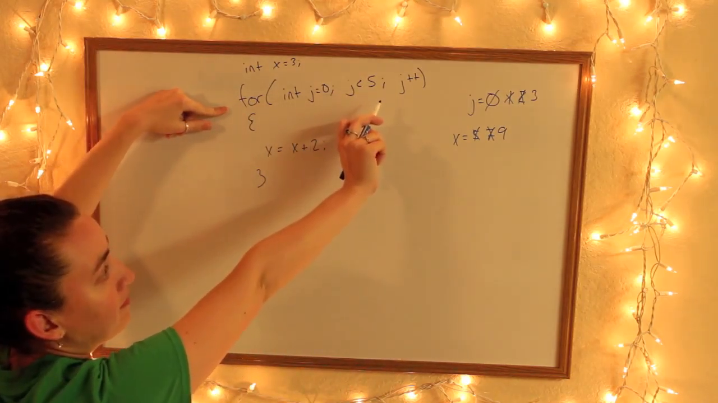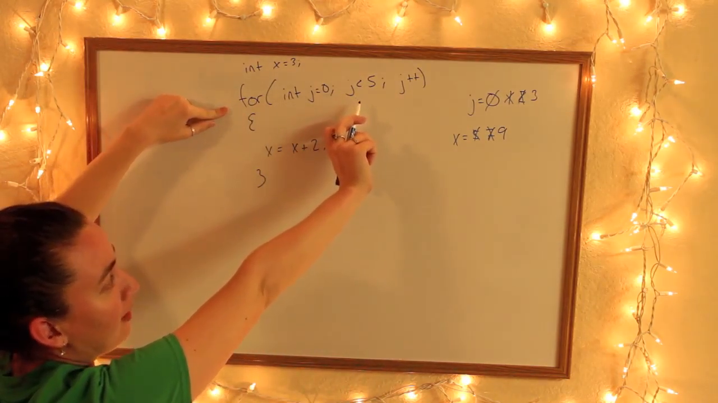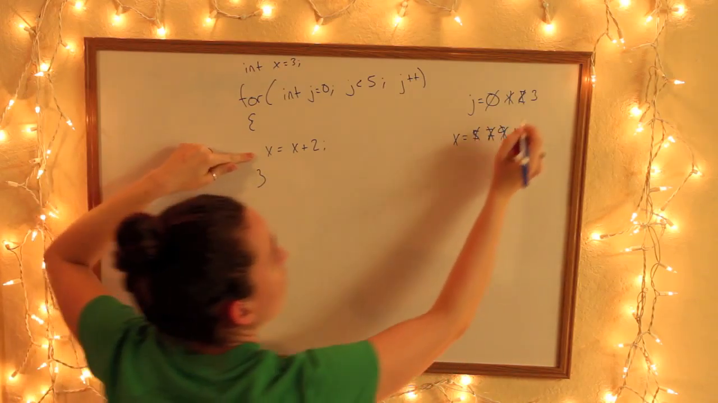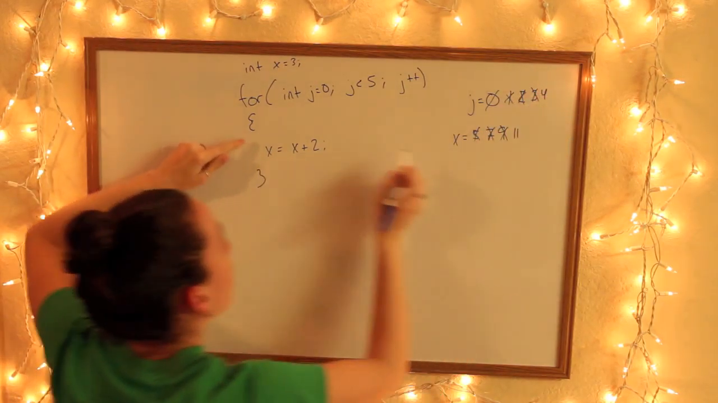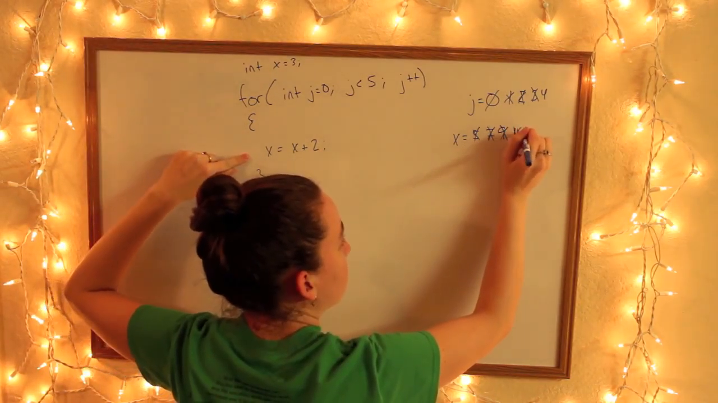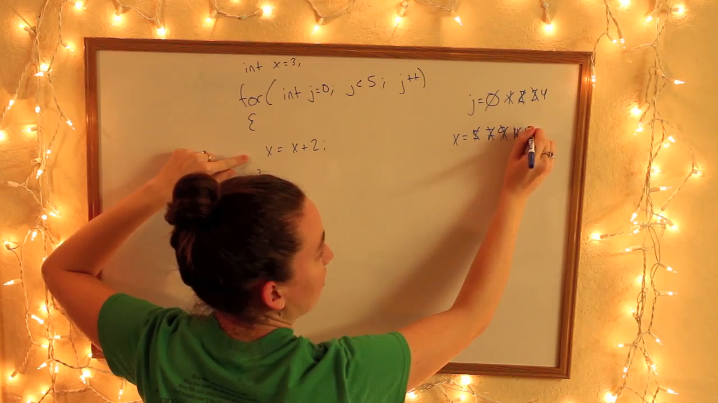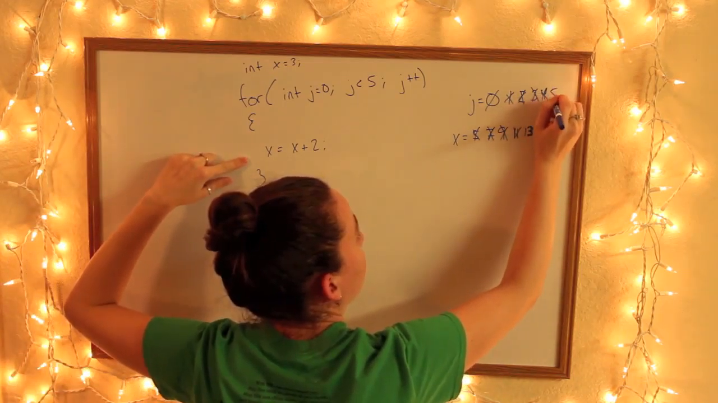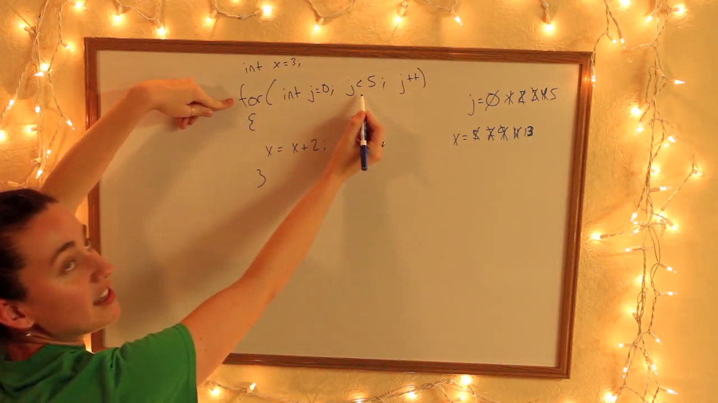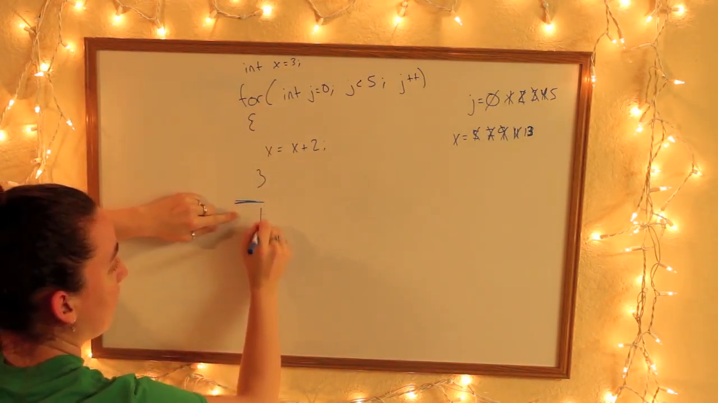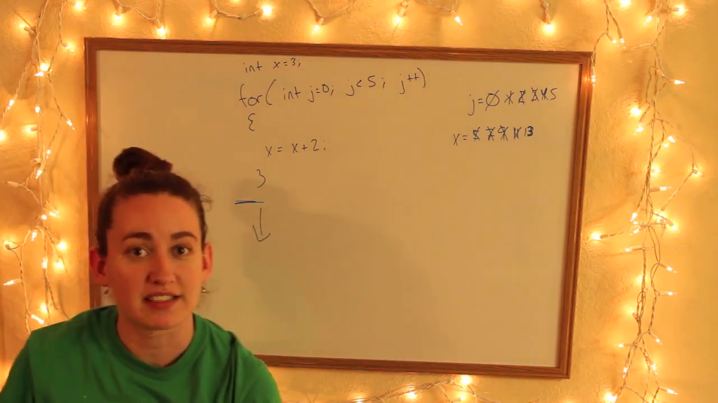Here we have it. Is j less than 5? It sure is. We go in here, same thing. Now x is 11, and j is now 4. Is 4 less than 5? It sure is. We go in here, x becomes 13. And j becomes 5. Is 5 less than 5? No. We skip this and come right down here and continue on with the rest of the code.